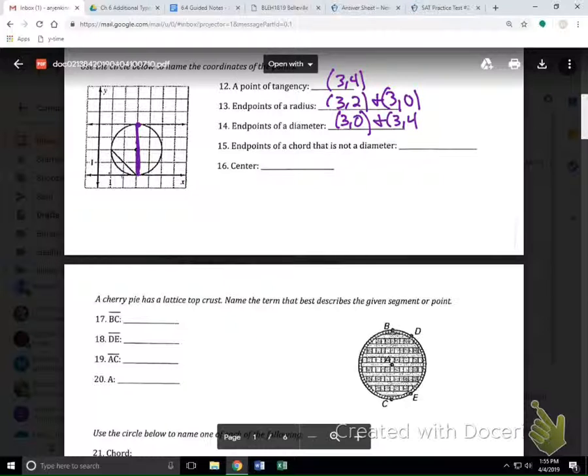Okay, endpoints of a chord that is not the diameter. Again, you can create your own chord. I went with the one that was given in our picture. So I went with this one I'm highlighting in red. So my endpoints here are going to be 3, 0, and then I also have 1, 2. And then the center of my circle is over 3, up 2, 3, 2.